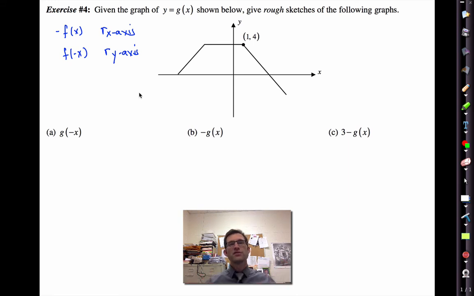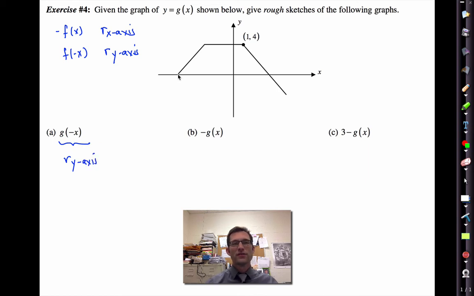So given that I have these graphs, how can I graph all three of these other functions? Pause the video now and see what you can do. All right, let's go through it. Well, g of negative x, this isn't so bad. All we have to know is that that is a reflection in the y-axis.